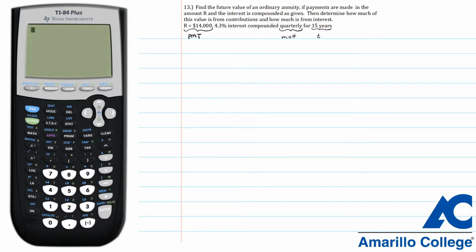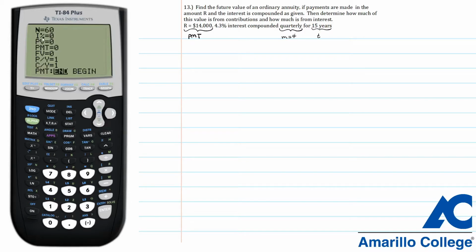So if we open up the TVM solver, go ahead and turn your calculator on, hit the purple apps button, look for finance, hit enter, look for TVM solver, and hit enter one more time. We'll be met with all of these numbers. We're going to have to fill in all but one of them in order for the TVM solver to be useful to us. The first number, capital N, is the total number of compoundings, which we can get by multiplying the frequency M and the time t. So that will be 60.